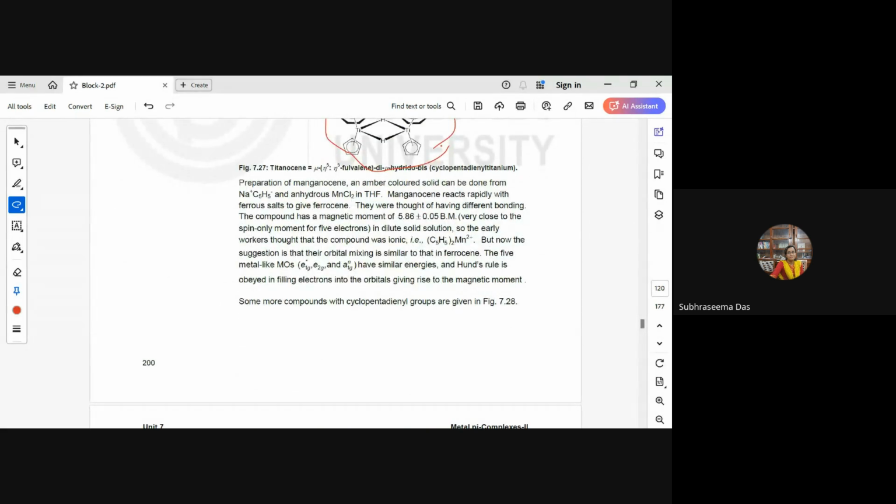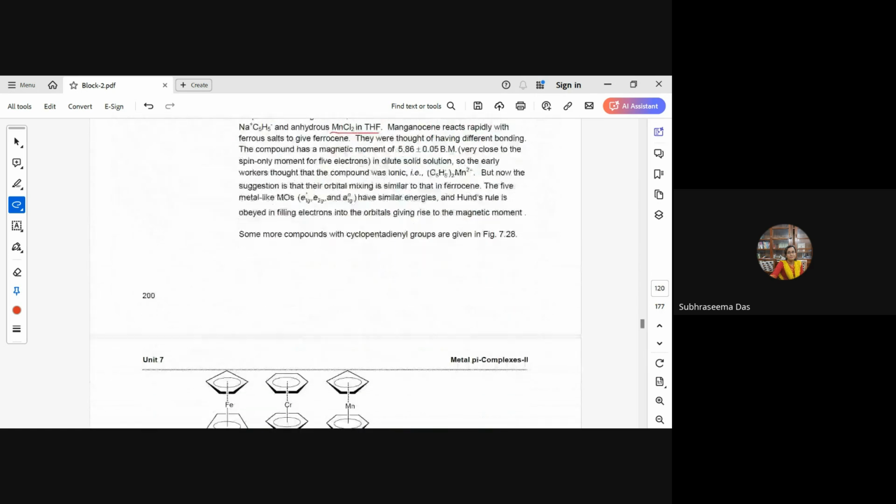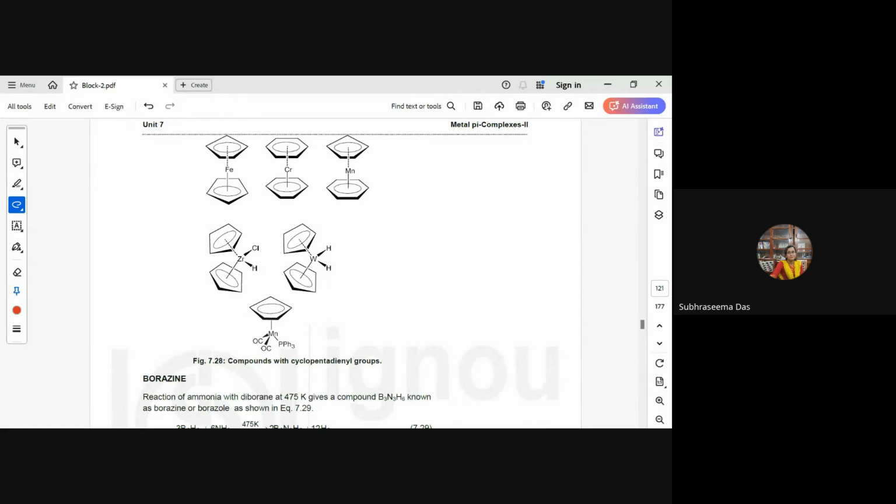Manganocene is prepared with Na+ C5H5- and manganese chloride in THF. In figure 7.28, compounds with cyclopentadienyl groups are shown. Various examples have been shown.